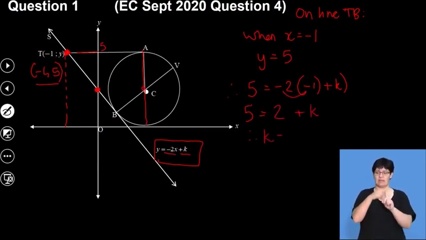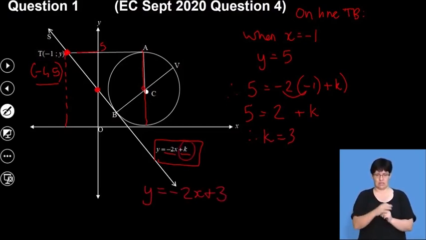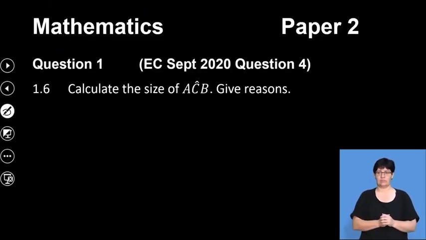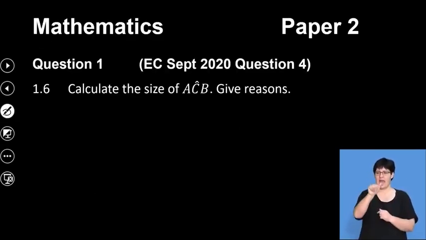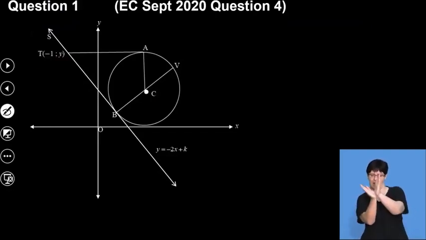Therefore, k must be equal to 3. Therefore, the equation of this line is y equals minus 2x plus 3. And now we've found that value of k. All right. And the last question is that we need to calculate the value of angle ACB. Okay, so let's go and look at this diagram.